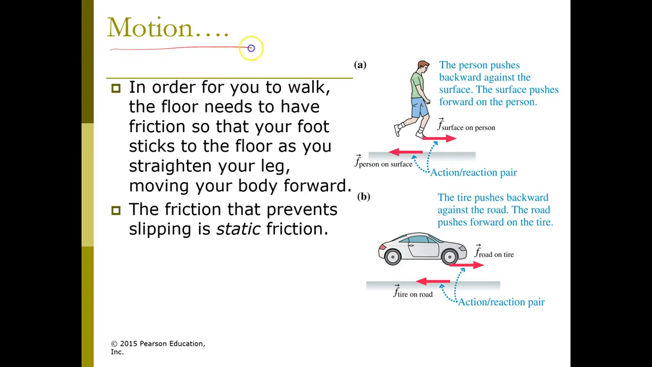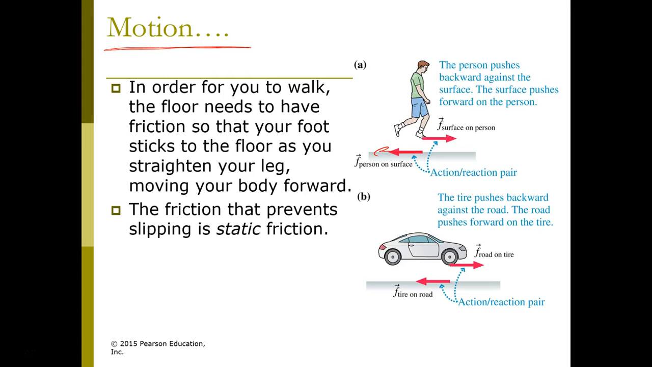One thing about how this applies to motion is that in order for us to walk, we have to have friction. If there was no friction on the floor, we would look like some old-fashioned cartoon where we're running and our legs are spinning and we're not going anywhere. What happens when we walk is our foot pushes back on the floor, the surface. That's what this arrow is here. The reaction pair that allows us to actually move forward is friction, which is pushing forward. It points opposite in direction to the other force.